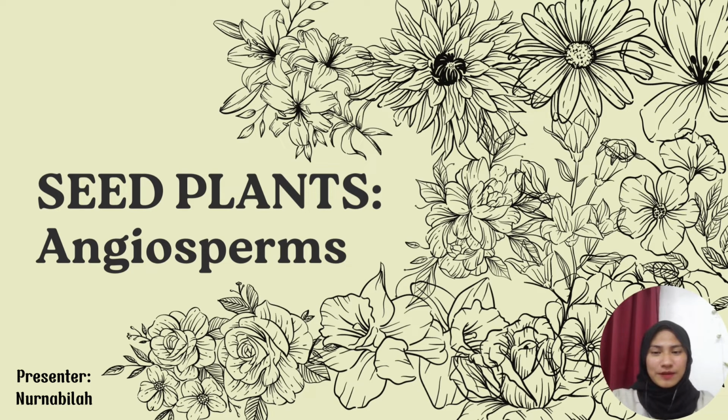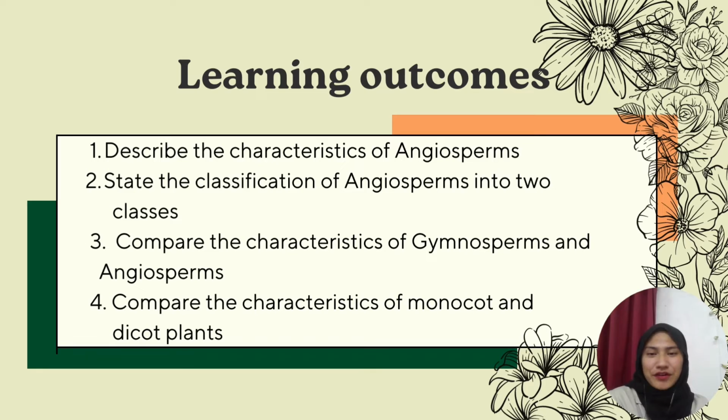Assalamualaikum. So I will continue this chapter. I will explain about seed plants, which is angiosperm. For the learning outcomes, students should be able to describe the characteristics of angiosperms, state the classification of angiosperms into two classes, compare the characteristics of gymnosperm and angiosperm, and lastly compare the characteristics of monocot and dicot plants.